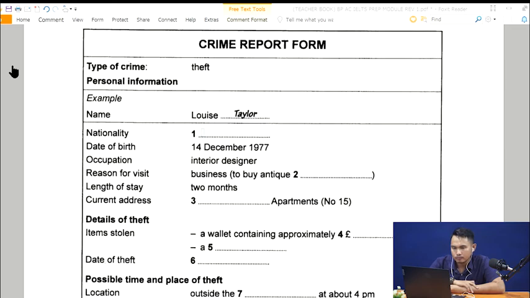You will see that there is an example that has been done for you. On this occasion only, the conversation relating to this will be played first.